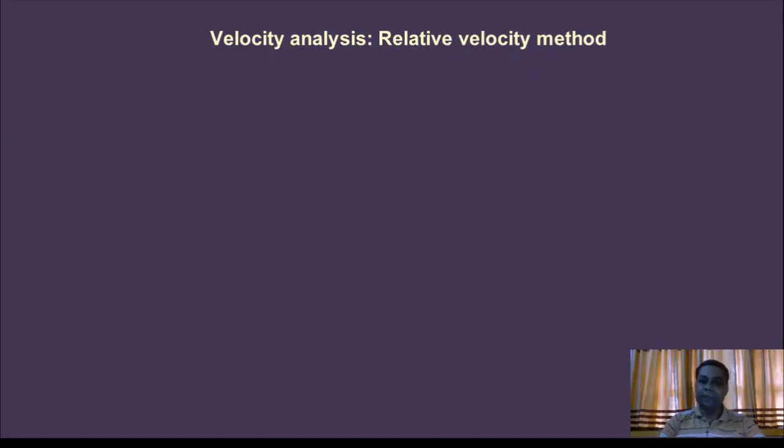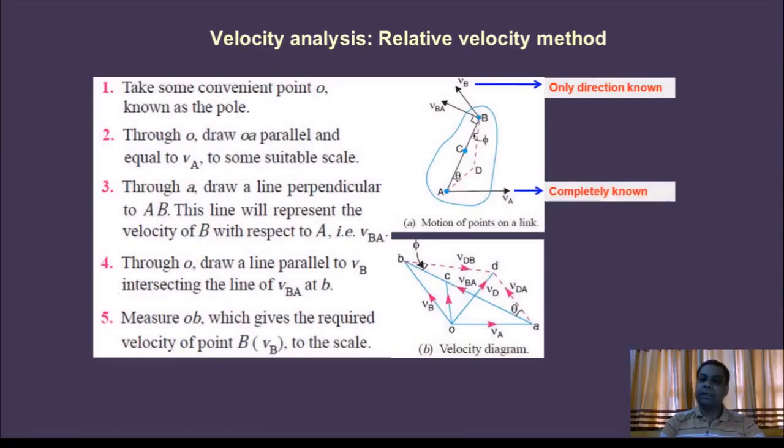The next thing is the velocity analysis in the relative velocity method, which has some particular criteria. Number one, take some convenient point O, known as the pole, in the second diagram or velocity diagram, that is in figure B. Now through O, draw OA parallel and equal to VA, to some suitable scale.